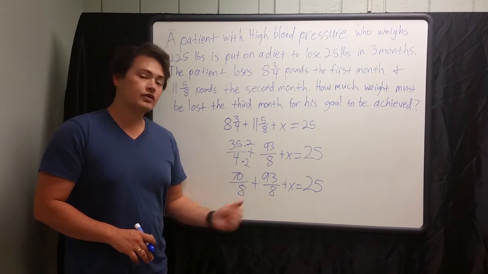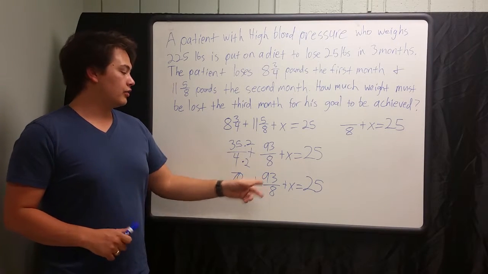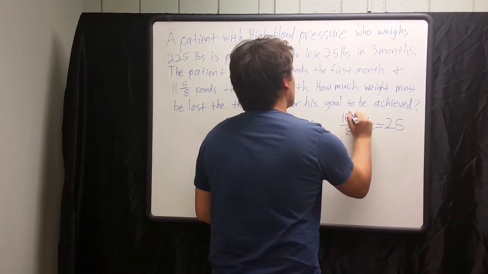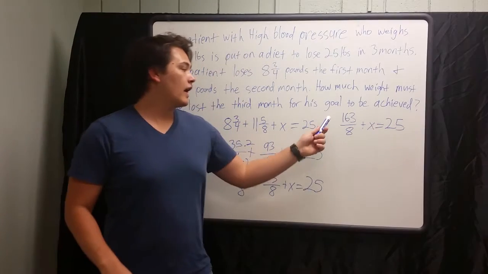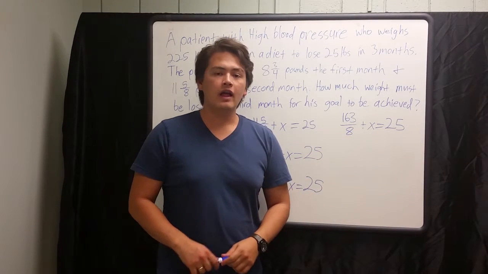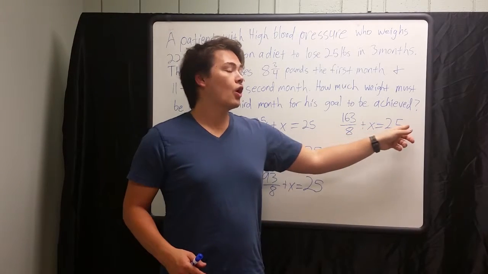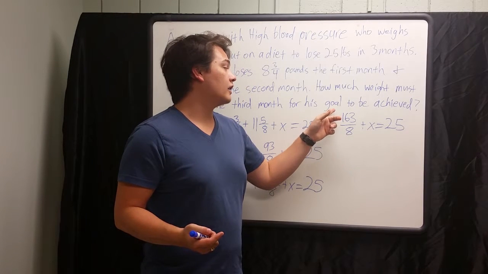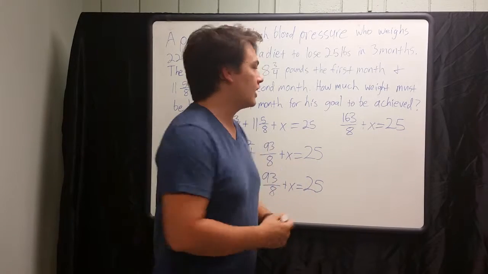And I'm going to add these two together. So 70 plus 93 is going to give me 163 over 8 plus x equals 25. So now I have 163 over 8 plus x equals 25. And like I said before, we're solving for x, so we're going to bring this fraction over to the other side. How we're going to do that is we're going to subtract 163 over 8 on this side and do the same thing on the opposite side.